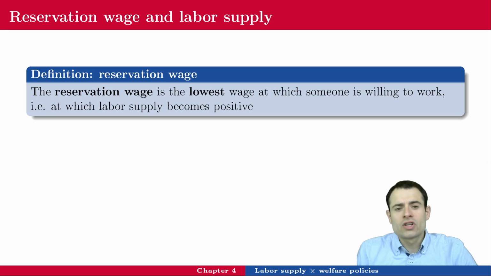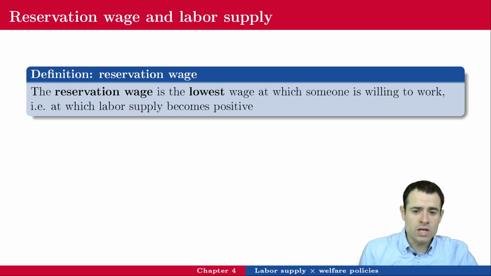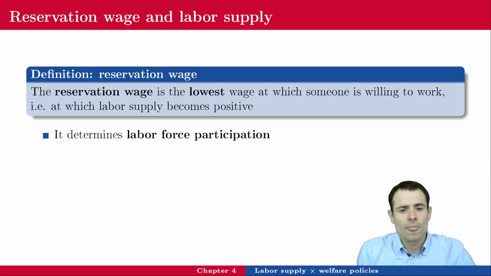Now, an important concept to understand if we want to look at labor supply and in particular labor force participation is the reservation wage. The reservation wage is the lowest wage at which someone is willing to work. It is the wage at which labor supply becomes positive. In consumer theory, the reservation price is the highest price a consumer is willing to pay for a good. The reservation wage is the minimum wage he is willing to work for. This wage will determine labor force participation. It is specific to each individual, and it will determine whether that individual will prefer to work or not.